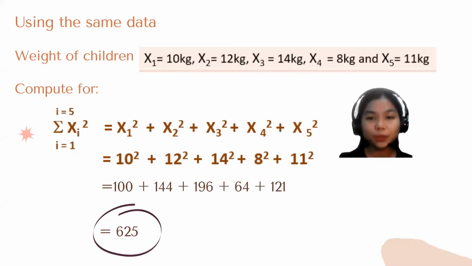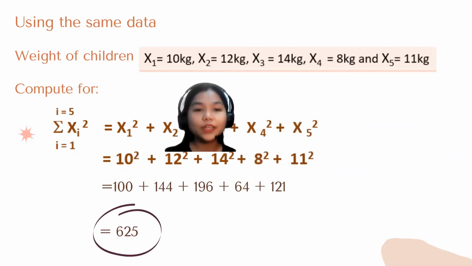So using the same data that we have used in the previous problem sets, we will be using this one. Again, we have 5 samples. So this pertains to the weights of the 5 children. X1 corresponds to child 1, X2 corresponds to child 2, X3 corresponds to child 3, X4 corresponds to child 4, and X5 corresponds to the 5th child. And each of those children has their equivalent weight. So child 1 is 10 kilograms, child 2 is heavier, it's 12 kilograms, child 3 is 14, child 4 is 8, and child 5 is weighing 11 kilograms.